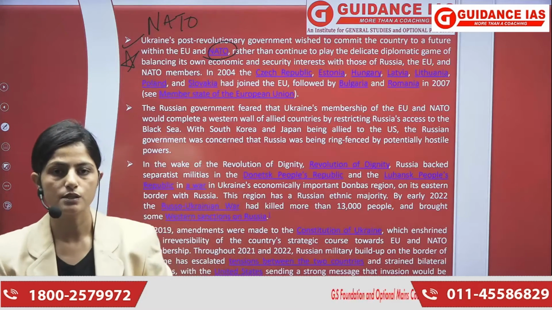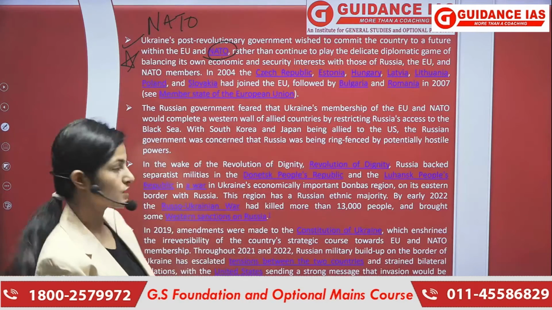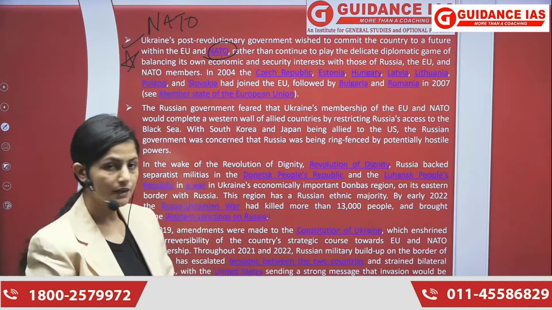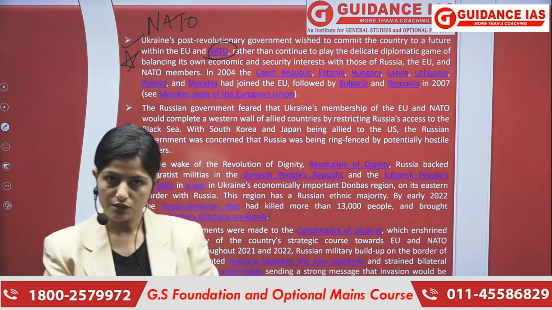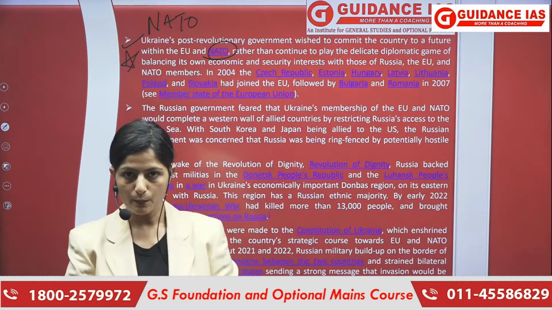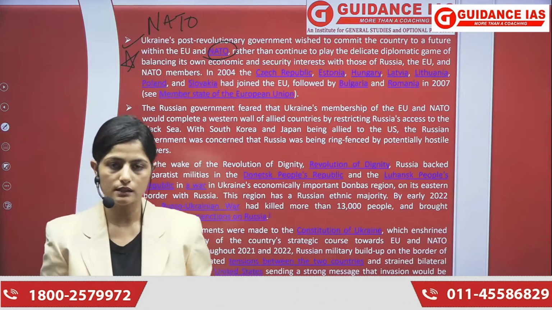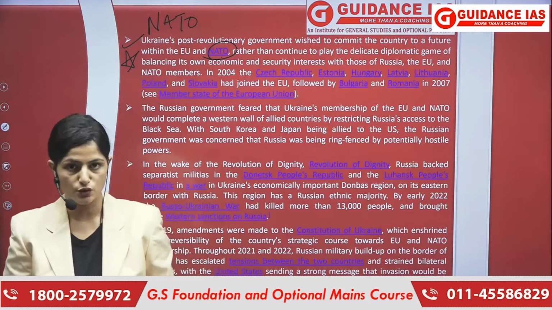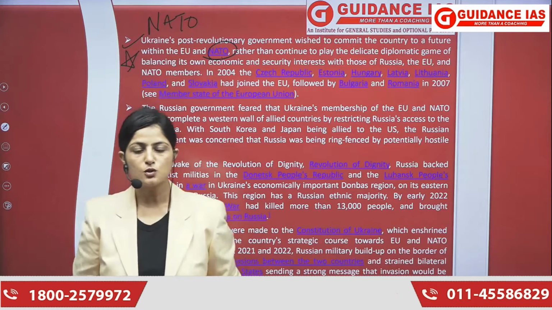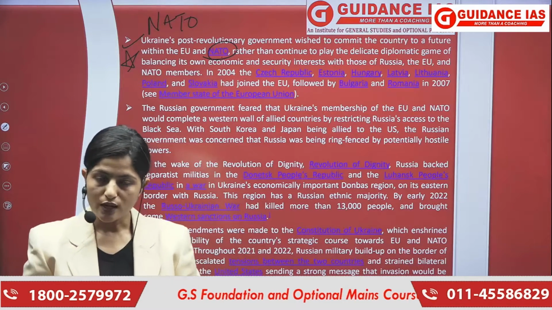NATO is North Atlantic Treaty Organization. It got established through this treaty only, called North Atlantic Treaty, or we also call it Washington Treaty of 1949. Initially, there were 12 founding members of it, but now it has expanded to such a level that it consists of 30 member countries in NATO. And what is the objective of NATO? What are they trying to achieve?